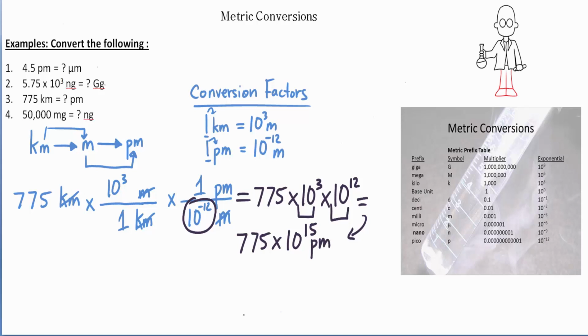Now, this number is not in scientific notation, whereas in scientific notation, this number must be between 1 and 10 multiplied by 10 raised to some power. So what I can do is move the decimal point 2 places to the left. That would give me 7.75 times 10 to the 15th. For every place to the left I move the decimal, I must increase a power of 10. So that would give me 10 to the first times 10 to the first, or 10 squared.